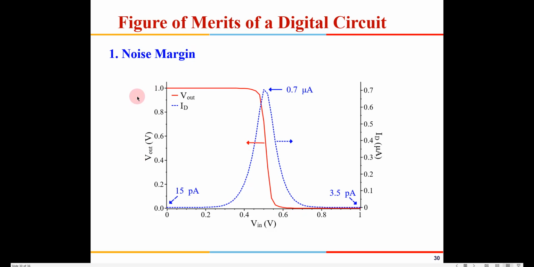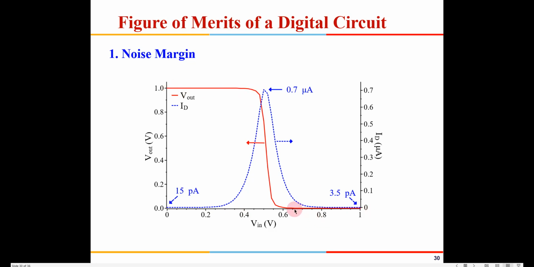Okay. Now lastly we'll just discuss a few figures of merit of a digital circuit. The first one is noise margin. We will discuss this in detail in the next class, but I'll just cover it in brief here. This is the input voltage, this is the output voltage. Till the time the input voltage is almost coming to 0.5 or something, the output is 1. So this particular inverter can handle input voltage from 0 to close to 0.45 or something. That is that much of noise it can tolerate, right?